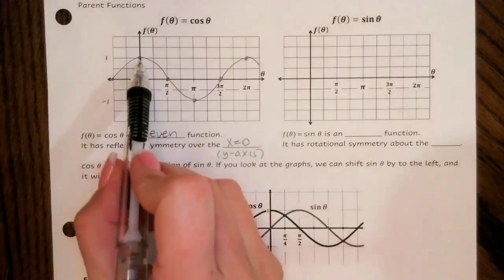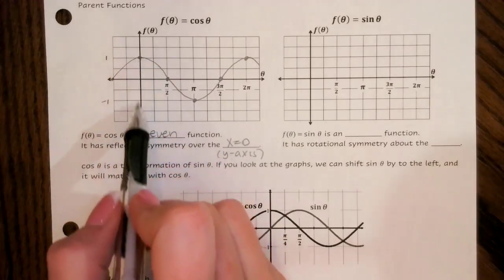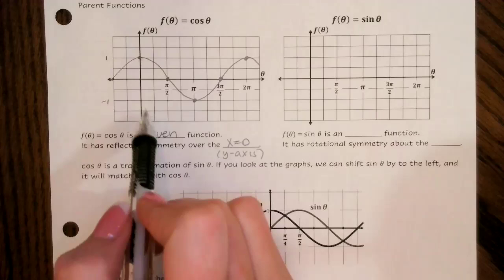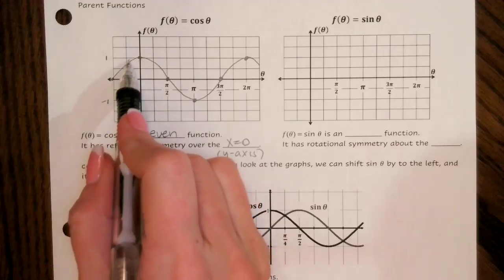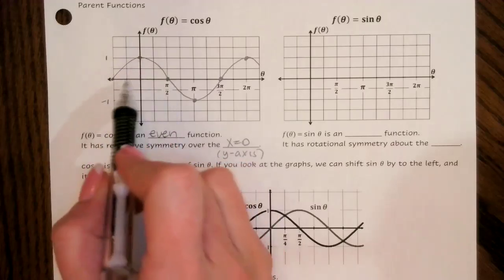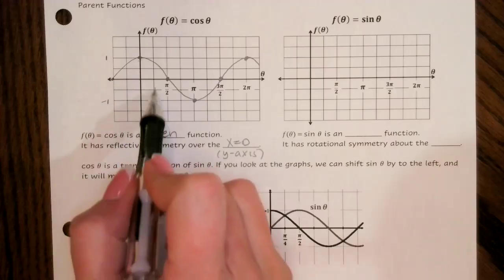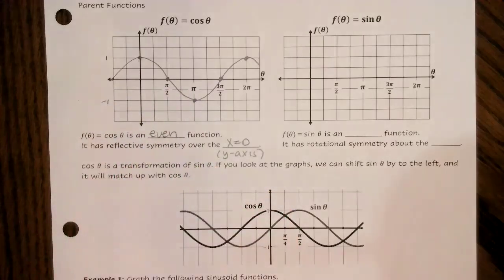All right, that's because if we folded right here, so here's my line of symmetry, the x equals 0, which is the y-axis. If we fold it in half, this side would fall right on top of this one. And if we kept going, this part would land right on top of this one. So it is symmetrical about that x equals 0 line. And so cosine of theta is an even function.